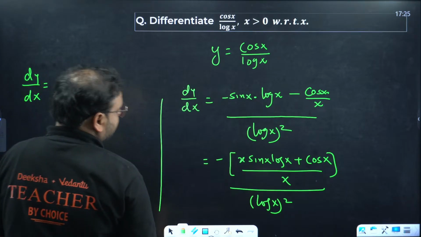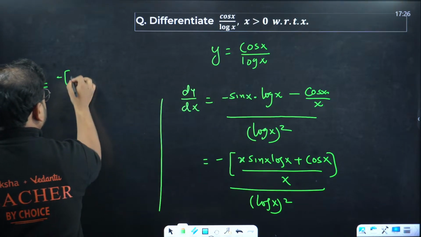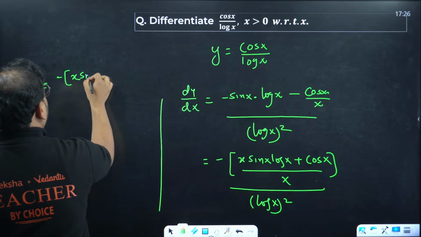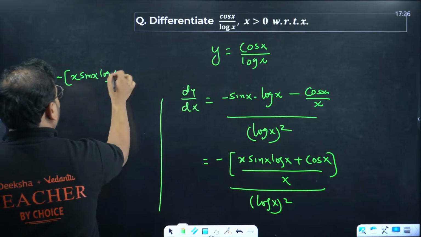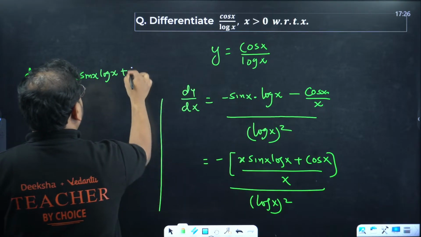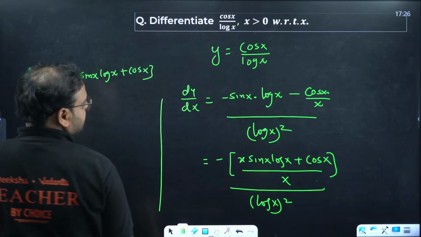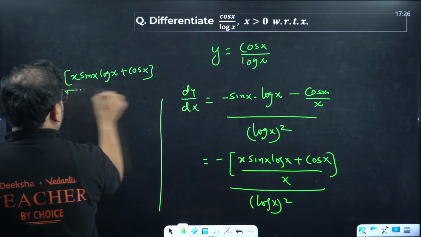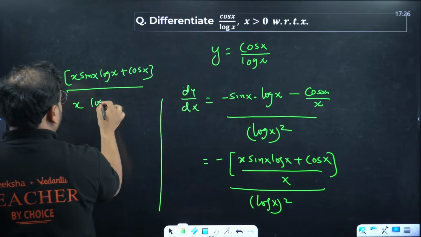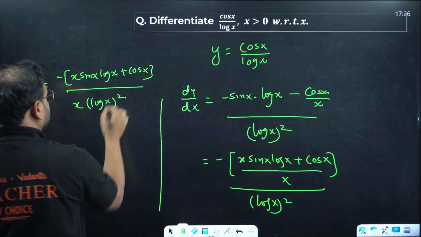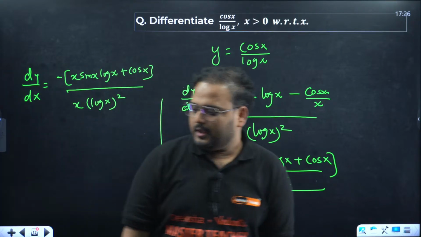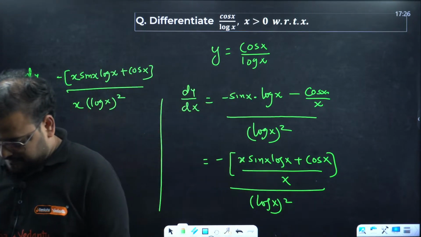Check. You'll have the answer as minus x sin x log x plus cos x upon x log x the whole square. Yes.